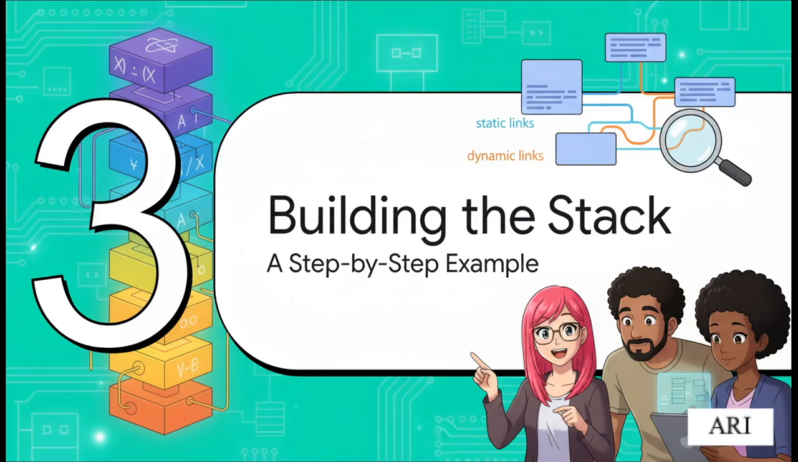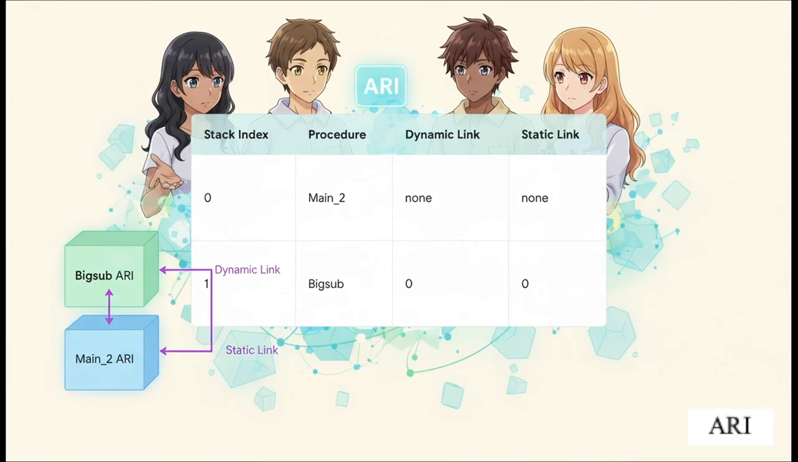always the same. All right, so our program kicks off, and an ARI for main2 gets pushed onto our empty stack. Simple enough. Then main2 calls a function named bigsub. So a new ARI for bigsub is created and pushed right on top. Its dynamic link points down to main2's ARI, because main2 called it. And since bigsub is written inside main2, its static link also points to main2's ARI. See? In this case, they point to the same place.